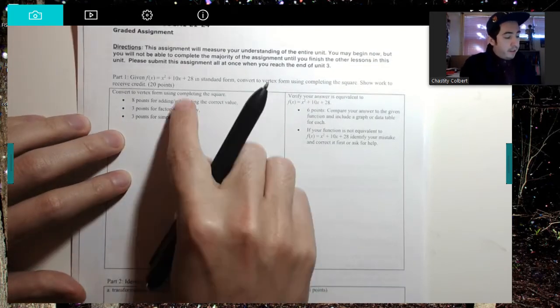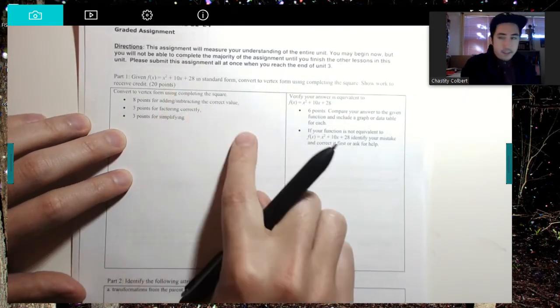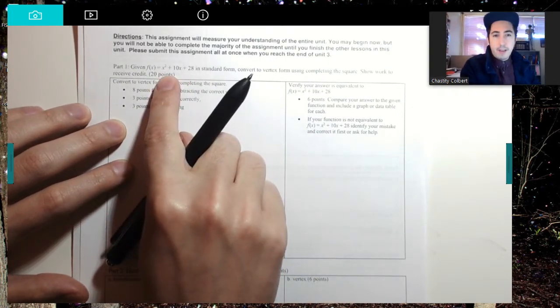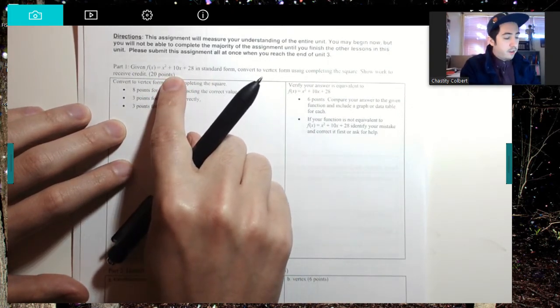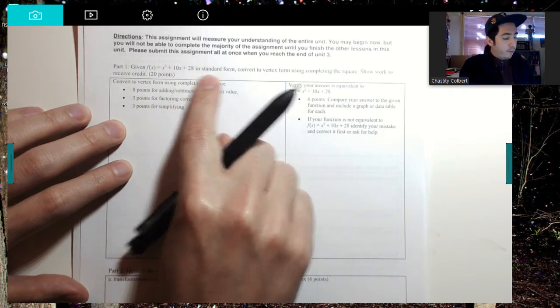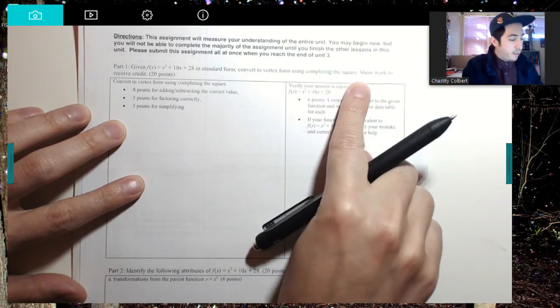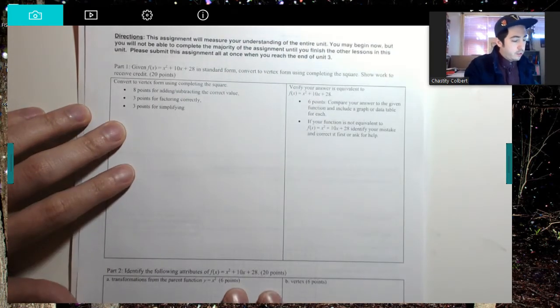Okay, so given, let's see. Given that you have some quadratic here, f of x equals x squared plus 10x plus 28 in standard form, convert this to vertex form using completing the square and show work to get credit.